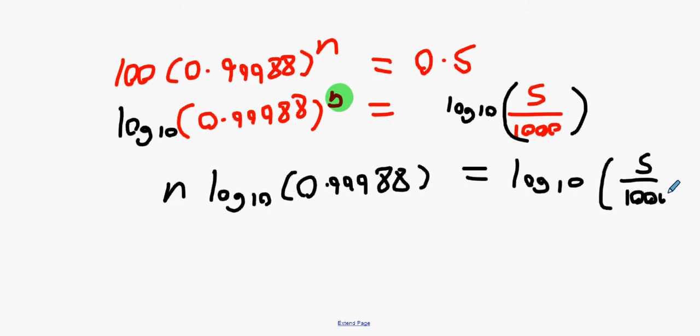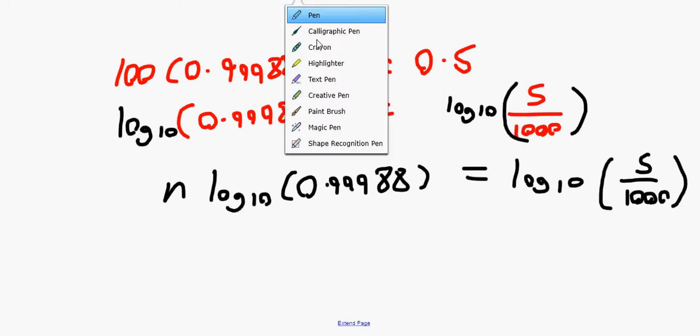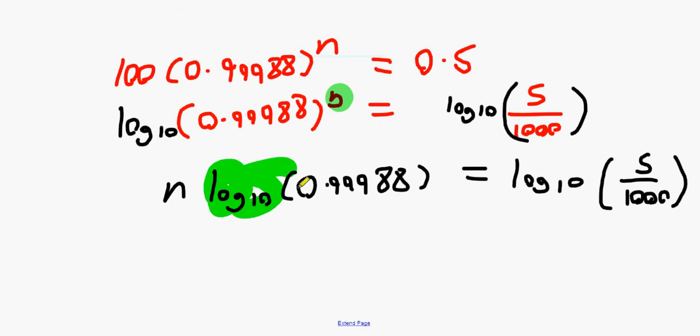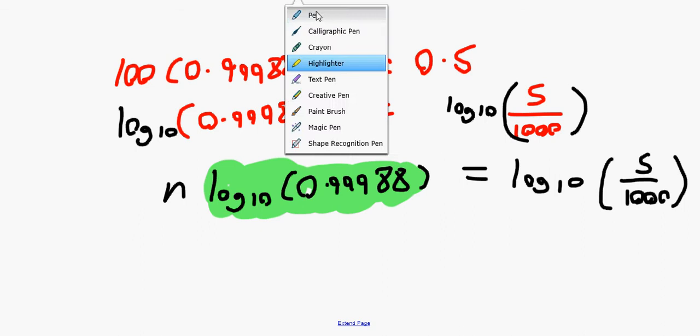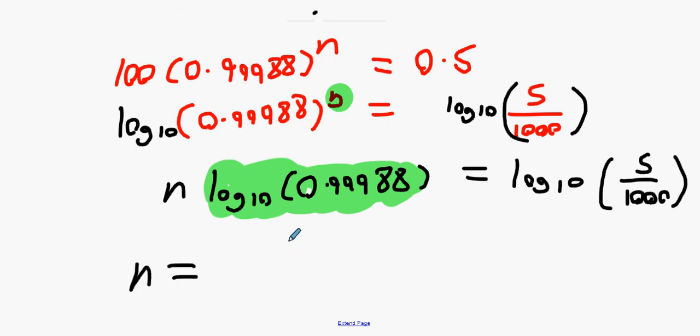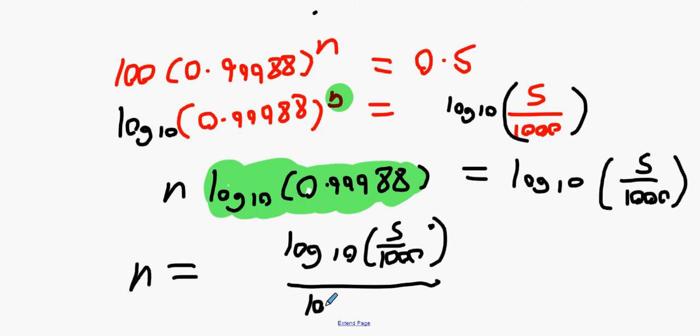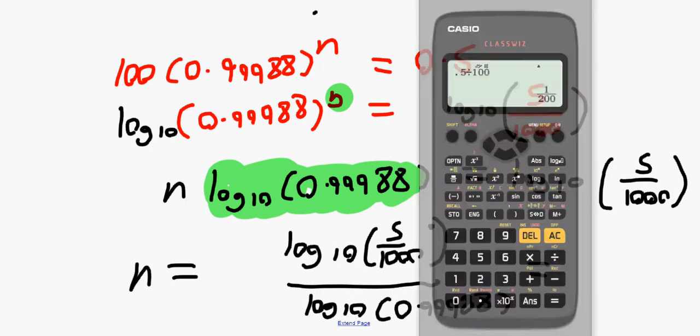How do you get the n on its own, lads? The n is being multiplied by this thing here. So what am I going to do with that? Yeah, take out your calculator. And what I want you to do is do log 10, 5 over 1,000 divided by this log here. We know the answer, don't we? It should be roughly 5,776. If I don't get that answer, something's up.